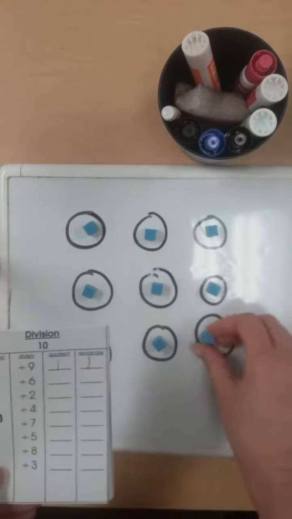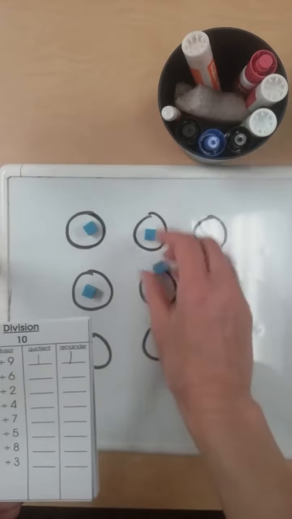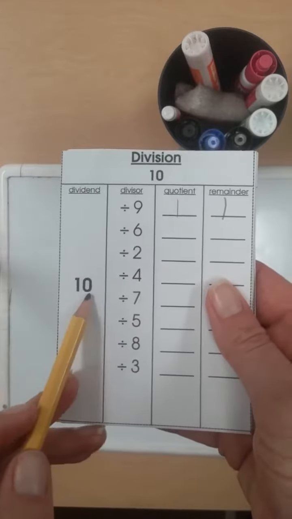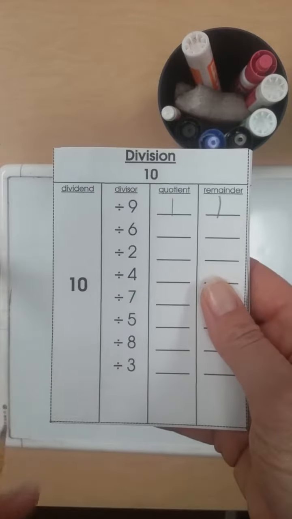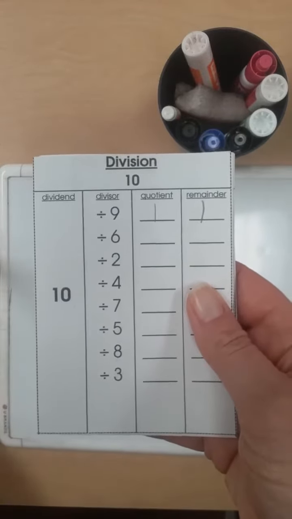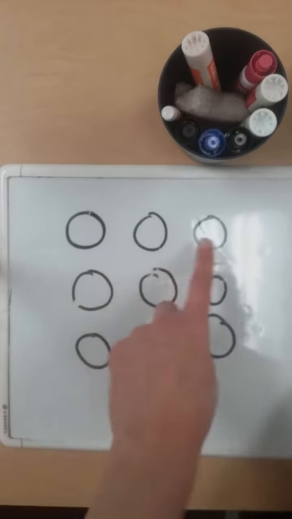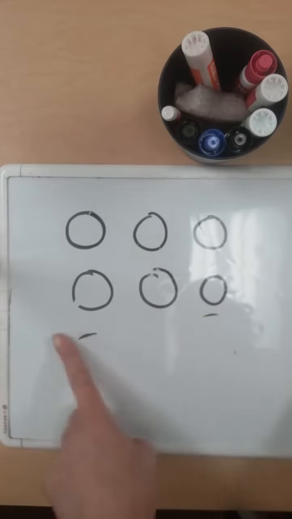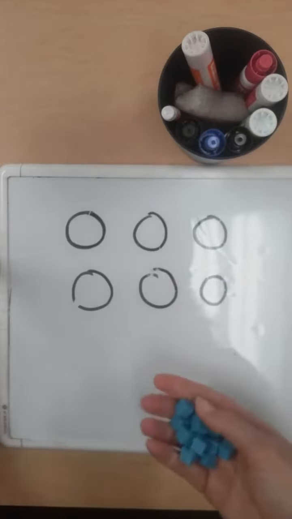Okay, so then I'm going to take all my blocks off and do the next problem. So the next problem is 10 divided by 6, and I should have actually kept those 10 blocks out because I'm going to use them again. However, this is divided by 6, so instead of 9 circles, I only need 6. So I'll just erase 3 of these, and I can draw them bigger if needed. But I'll get my 10 blocks again.